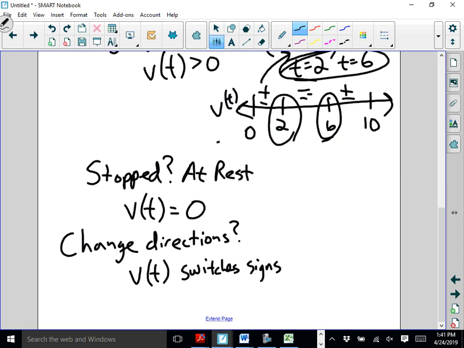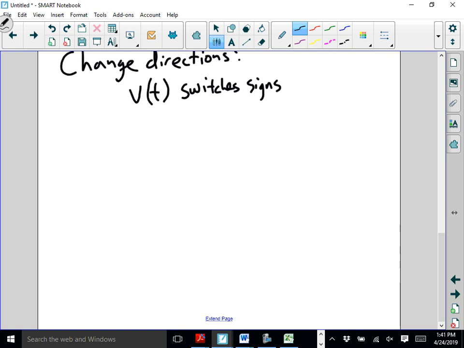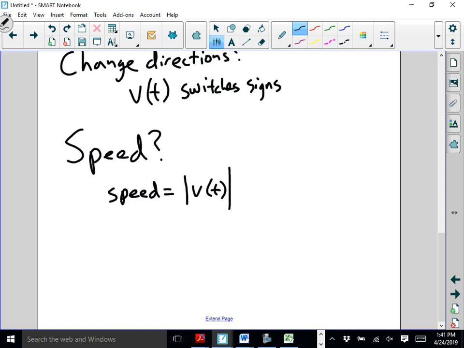How about speed? Speed is very important. Speed doesn't care what direction you're going, right? The plus or minus on velocity just tells you the direction. Speed then is the absolute value of velocity. So speed equals absolute value of velocity. So if my velocity is -5, my speed is 5. If my velocity is +7, my speed is 7. It just always makes it positive.